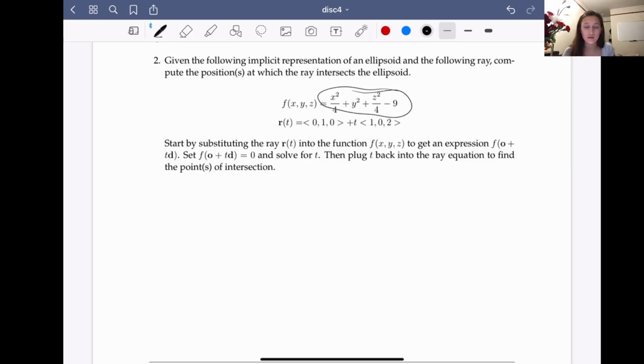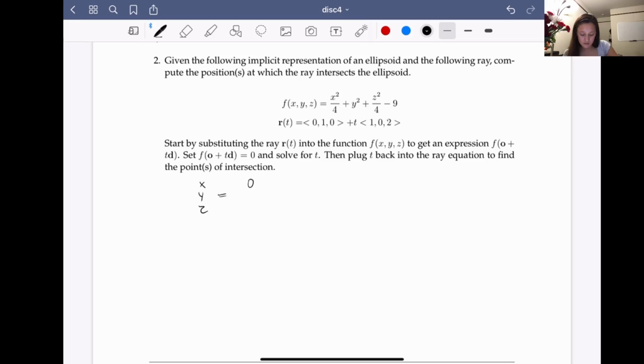In the previous question, it was an equation of a plane. And we're going to substitute in R(t) as the argument to this equation. So in the previous question, we substituted it for P. In this one, we're going to substitute it for X, Y, and Z. Okay, so let's figure out what X, Y, and Z are.